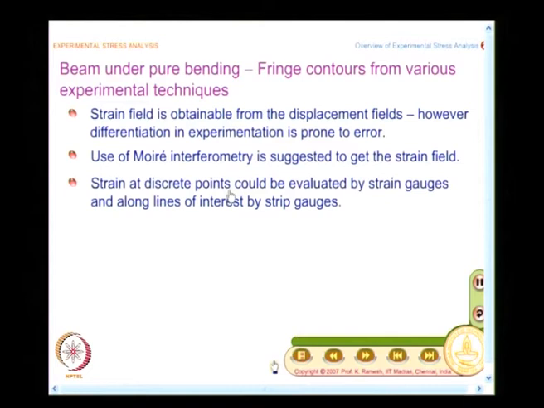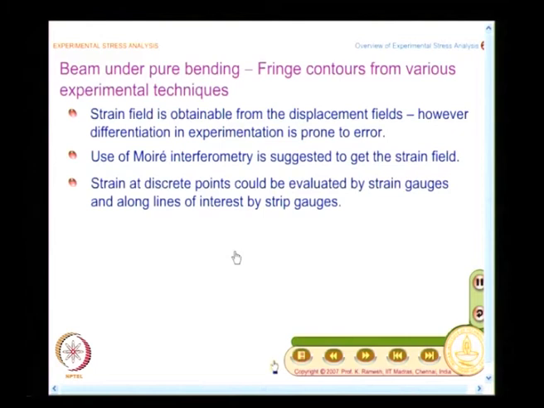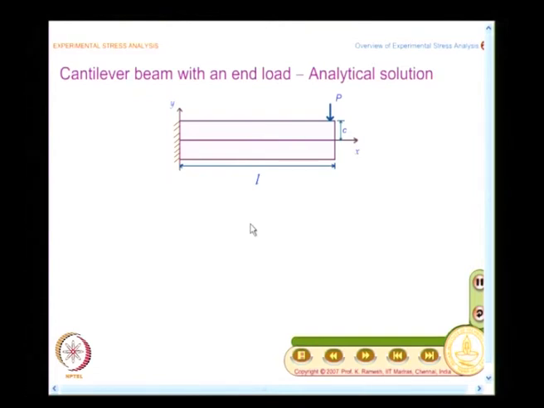Strain at discrete points could also be evaluated by strain gauges. Suppose I want it for a series of points, then I have what is known as a strip gauge. In one backing, several strain gauges are available at fixed lengths given by the manufacturer. This is done at the time of manufacture itself, with one grid containing several strain gauge elements. So, I can get the strain from strain gauges from point to point or along a line of interest. So, we have seen reasonably the various contours that are possible from experiment for the problem of a beam under 4-point bending.